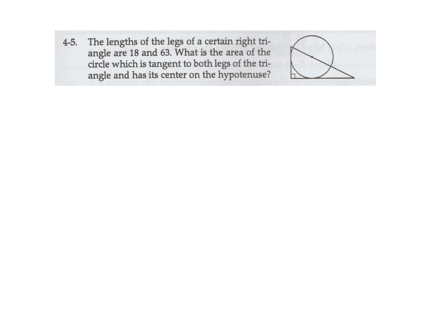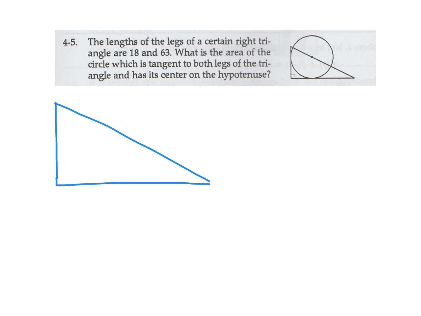The lengths of the legs of a certain right triangle are 18 and 63. What is the area of the circle which is tangent to both legs of the triangle and has its center on the hypotenuse? So let's draw this a little bit larger, and let's see what we can do here.